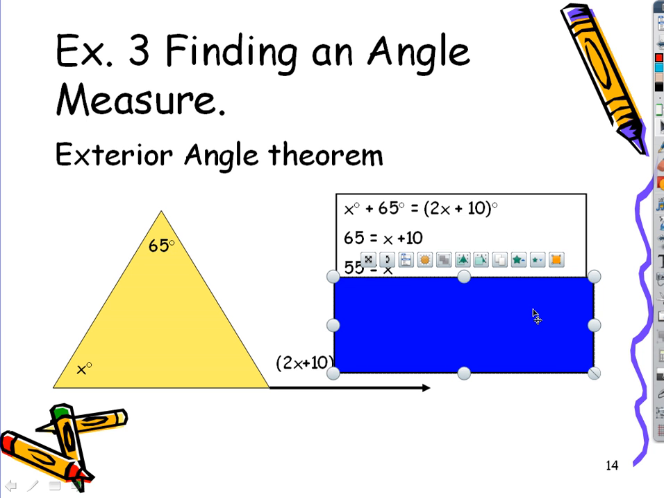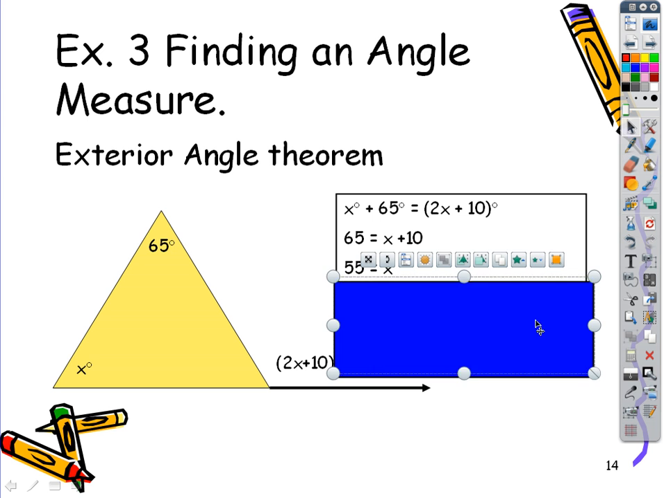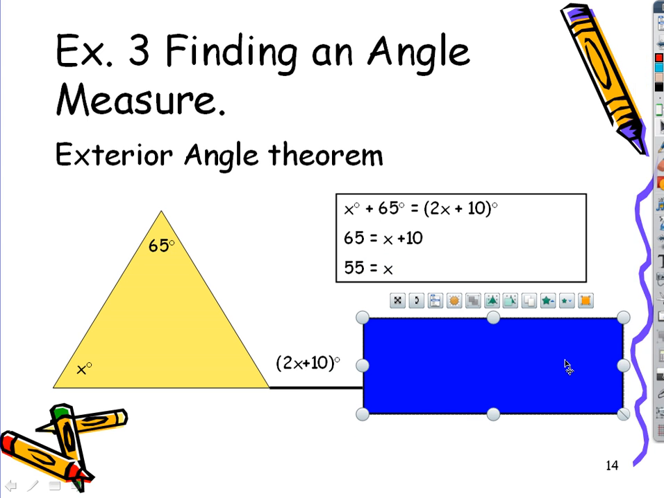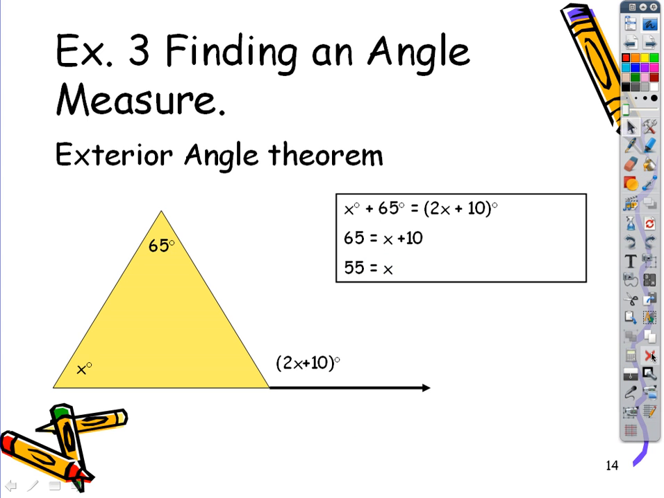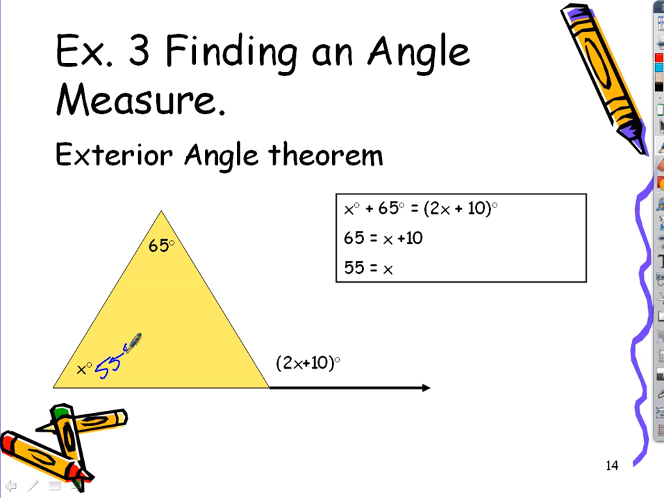Now, if we wanted to, we could go back and fill in all the blanks. If x is 55, then look what that does for us. So we know this is 55 degrees. That's 65 degrees. If I plug 55 in there, 2 times 55 is 110 plus 10, 120. And so we could actually fill in that third interior angle also.